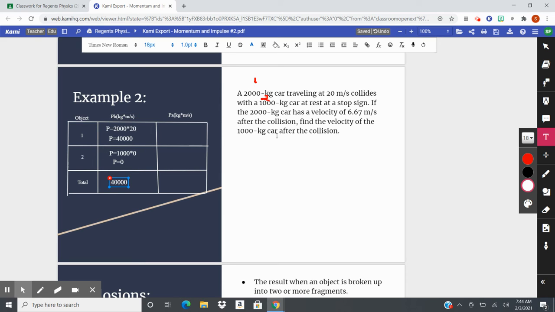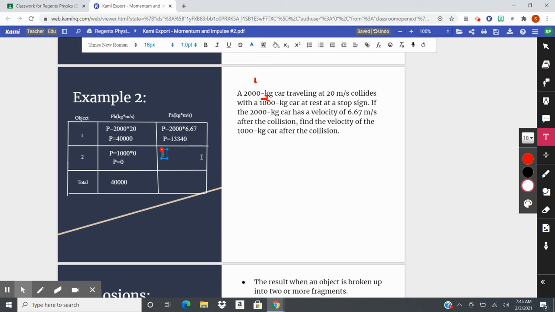Let's solve for the momentum after for object 1. The mass is still the same. Mass is never going to change. So we have 2,000 kilograms, and it is now moving at a speed of 6.67 meters per second. We multiply those two together, and you get a momentum of 13,340 kilograms times meters per second. Do not forget that is the unit.